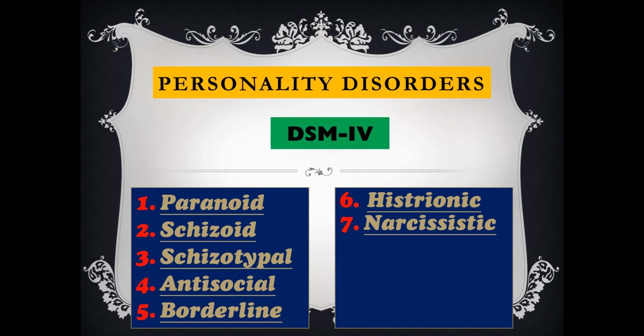Then antisocial, you can understand, asocial, antisocial. Then borderline. Borderline are the personalities which have a tendency to go towards something. They are sitting at the threshold of abnormality. Histrionic means having a tendency to drama, a tendency to show artisticness.